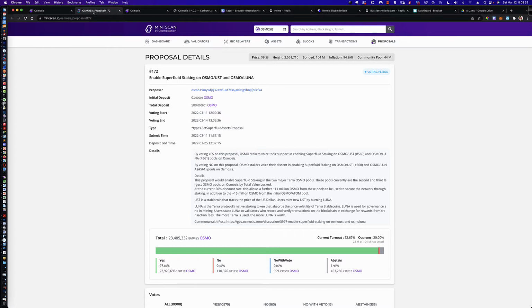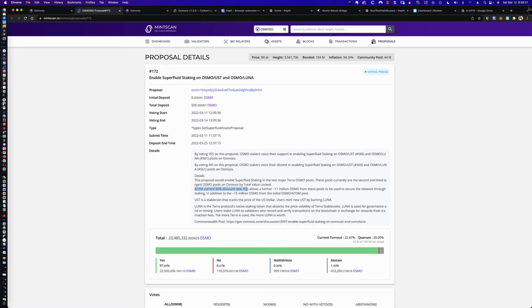And this just sort of came out the other day. As you can see, voting started on the 11th of March, and voting is going to close out here on the 14th. And as you can see, there is overwhelming support right now for the Superfluid Staking proposal, where, again, by voting yes, you're saying that you want to enable Superfluid Staking on Pool 560, which is the Osmo UST pool, and Pool 561, which is the Osmo Luna pool. And we're going to dive in and take a look at those pools here in a second.